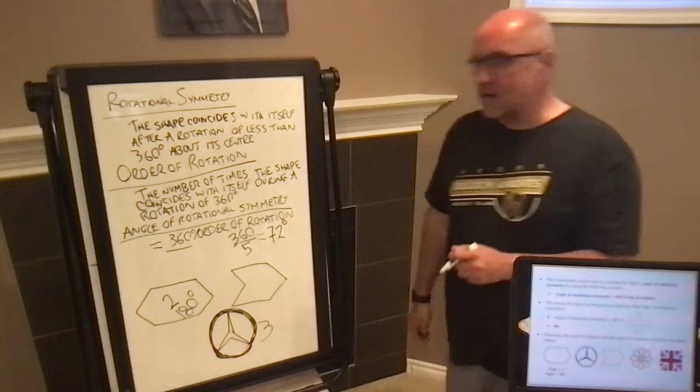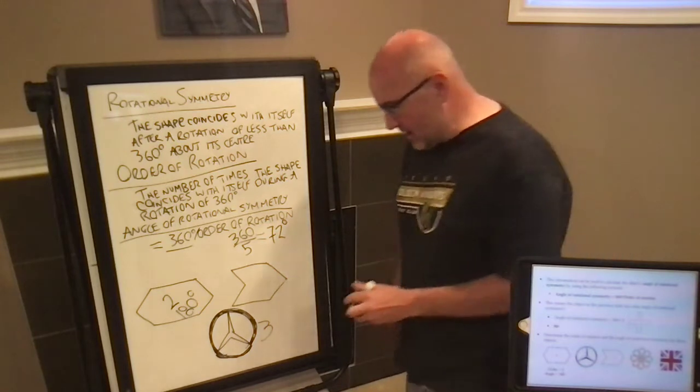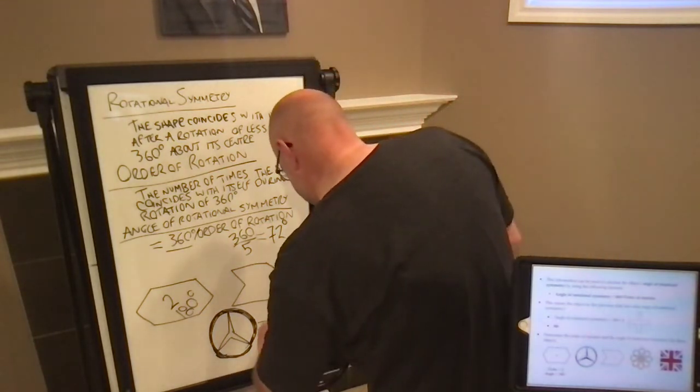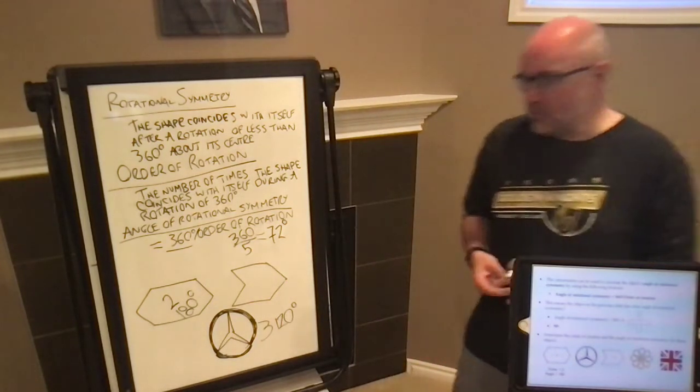How do I calculate my angle of rotational symmetry? I'm going to take 360 divided by 3, and that's going to give me a value of 120. So my angle of rotational symmetry for the Mercedes-Benz logo is going to be 120 degrees.